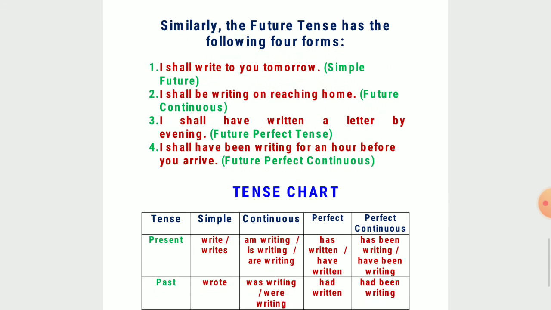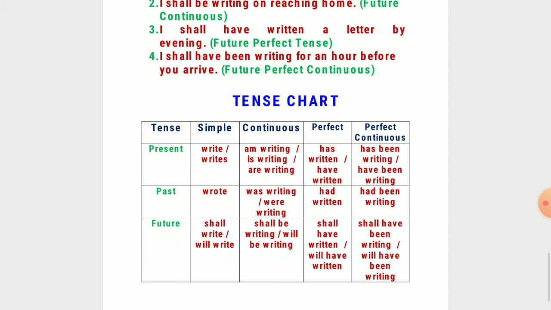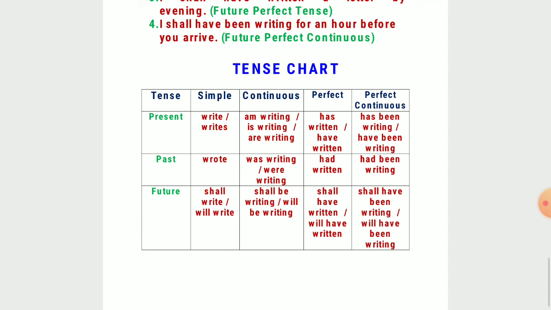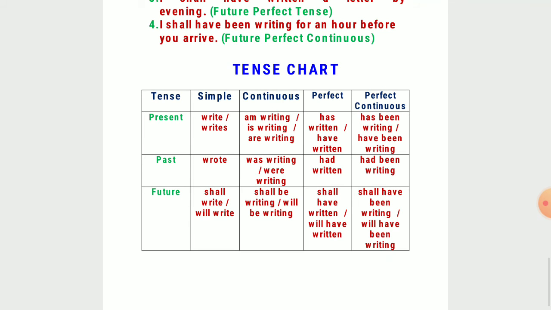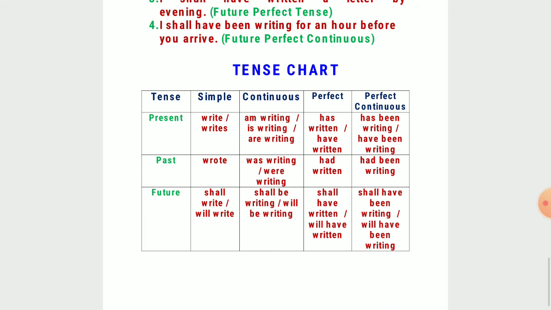Now, one more important thing I would like to clarify to all of you. As you can see now, I have prepared a chart and I have given the heading tense chart. I guess all of you can see it very well. So here there are 5 columns. I guess it is clear to all of you by now.